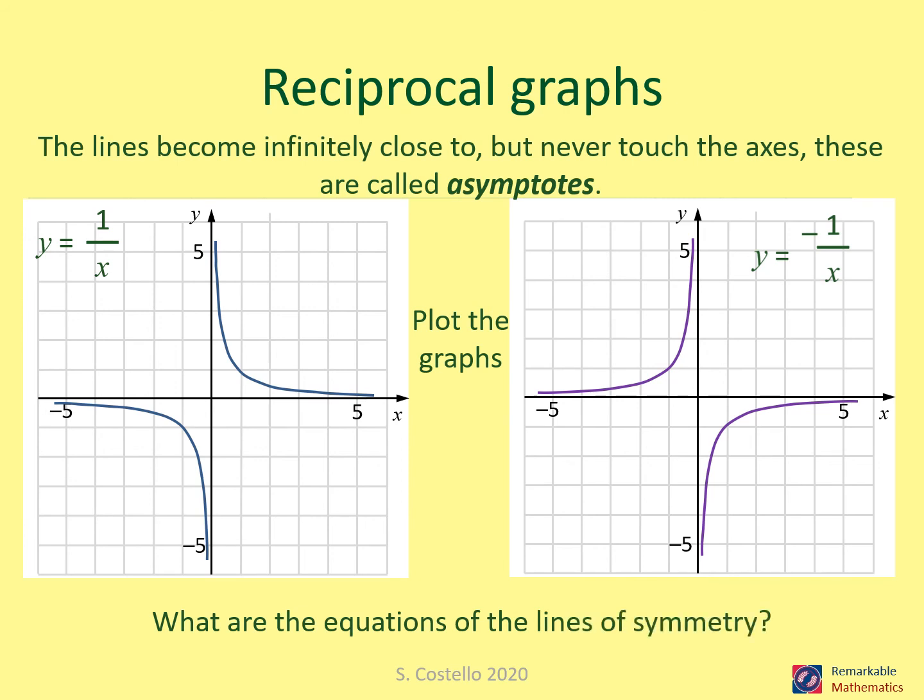What are the equations of the lines of symmetry? Both of these graphs have the same lines of symmetry. What is the equation of these lines? Y equals x on both of the graphs is a line of symmetry. The next line of symmetry is y equals minus x. Again, both lines of symmetry are the same for both of the reciprocal graphs.